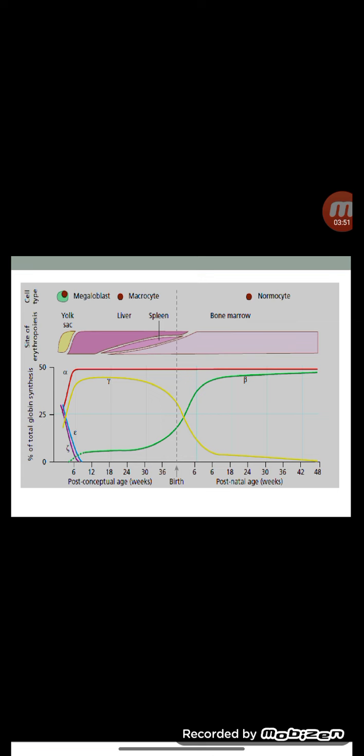Here you can see the diagrammatic representation of the prevalence of each kind of hemoglobin according to the age of the embryo, fetus or the adult. You can also see that hematopoiesis takes place in the yolk sac in the embryonic period, then the liver and spleen in the fetal period, and then shifts to the bone marrow once the child is born.